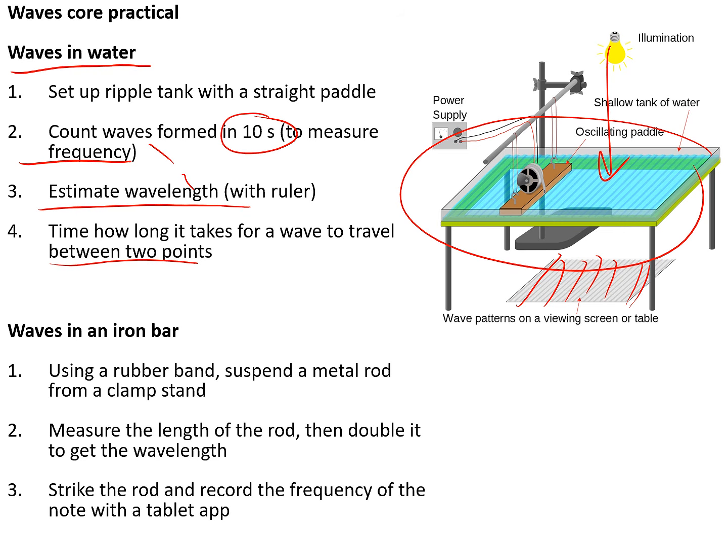We also looked at the waves in an iron bar. So we had an iron bar suspended from a rubber band, and we struck it with a piece of metal to make a ringing note, and the wavelength of that wave is just double the length of the iron bar. Don't ask why. And we measured the frequency of the wave with a tablet app, and so to calculate the speed we just did wavelength times frequency.